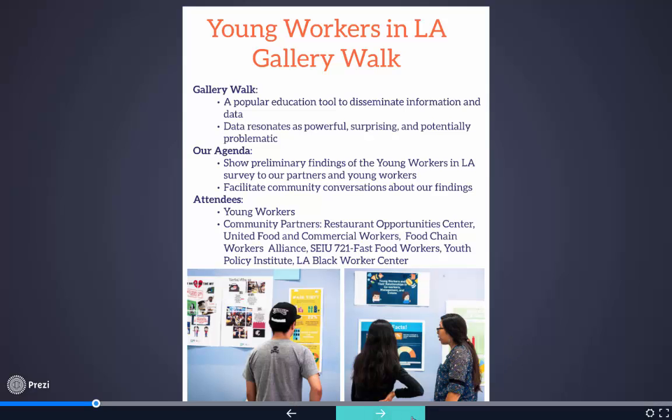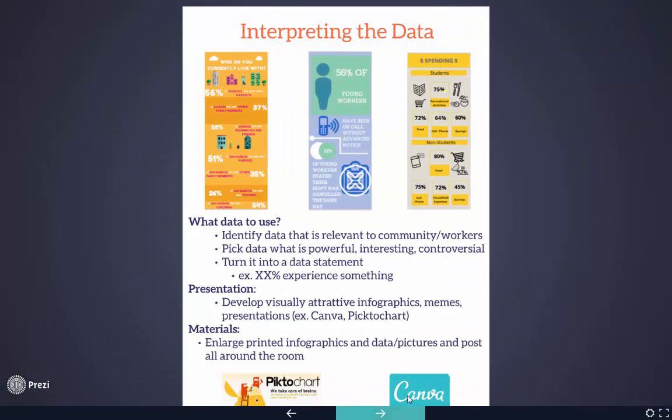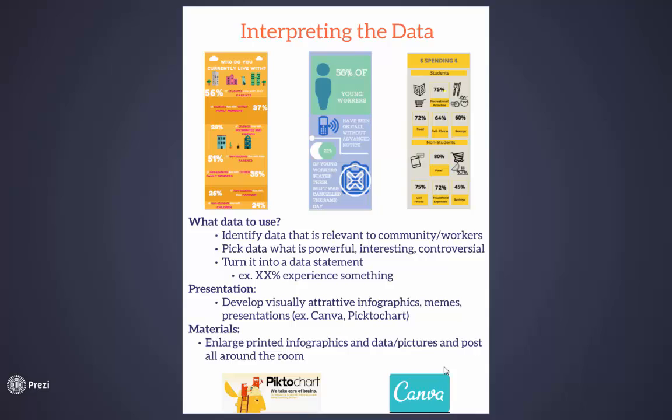So what did we use in the gallery walk? Like I said, we needed to interpret the data. So of course, we had to use data. So what kind of data do we use? We needed to identify data that was relevant to the community and workers. We needed to also pick data that was powerful, interesting, controversial, and also captivating to the attendees. We also needed to turn the data into statements. For example, X percent experience something in the workplace.